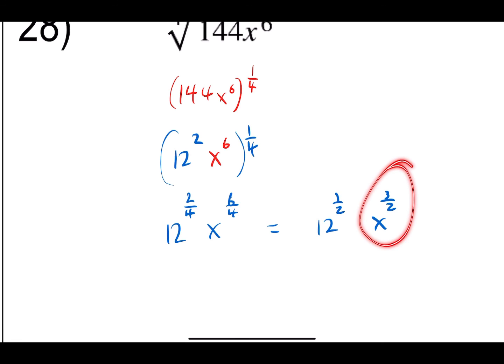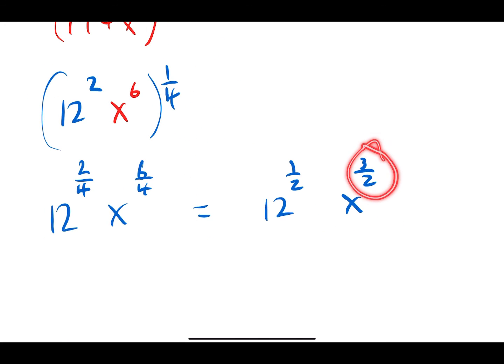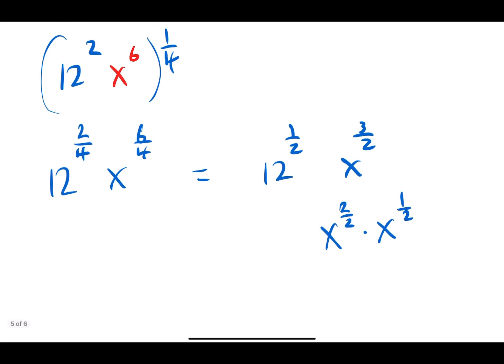X to the 3/2, remember, improper fraction, we want to reduce it or simplify it if possible. How many 2's fit in 3? A single one. So we have really x to the 2/2 times x to the 1/2 left over. And that's just x, square root of x. And 12 to the 1/2 power is really the square root of 12.